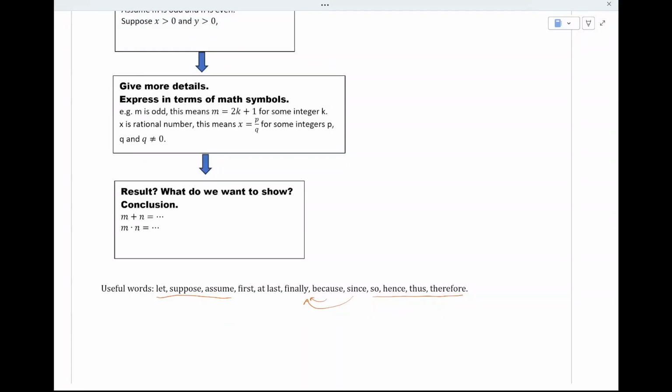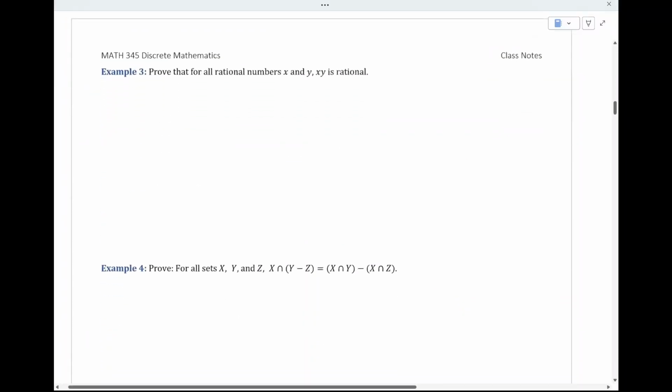This is in that "give more details" step. So these are some useful words that you can use as you're writing your proofs. And then, like I mentioned earlier, I like to end my proof with the tombstone. It's kind of like you're checking off the box: I did the proof, and it's so satisfying. All right, let's do a few more proofs together.